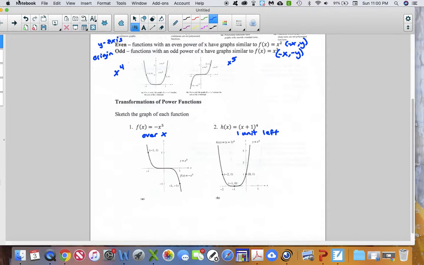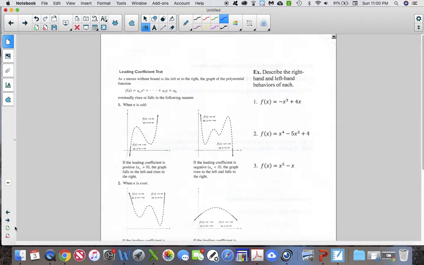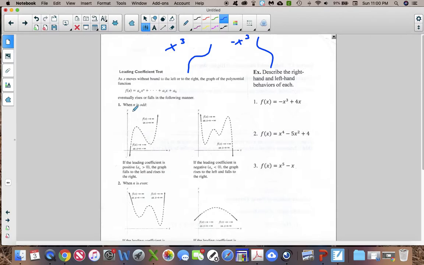Second page. So the leading coefficient test is basically saying that if it's negative, it's going to go downhill from left to right, and if it's positive, it's going to go uphill. So kind of like when we have x to the third power. He kind of looks like this, right? And negative x to the third power is going to look the same, but going downhill, right? So that's the leading coefficient test. It kind of tells you what direction he's going and what he's going to look like.